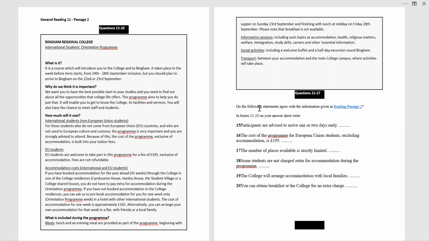The number of places available is strictly limited. So here, the answer to question number 17 is not given. Why? Because they are not talking about any specific numbers here, I believe. They are saying you can come, the cost will be this, inclusive of tuition fee and accommodation, or the alternative that you can arrange your accommodation, and what is included in the program: information session, social activity. I believe there is no mention that the number of places is strictly limited. They have never mentioned such a thing. I couldn't find anything like that. So it is not given, the 17.